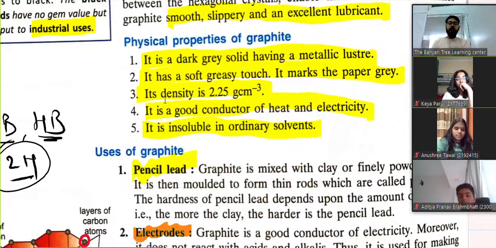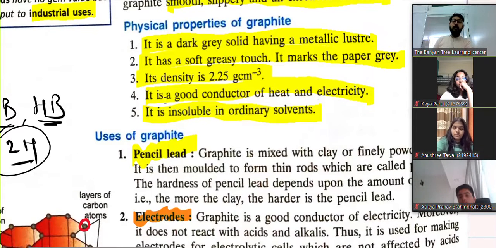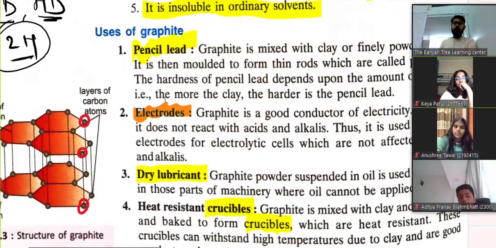Physical properties of graphite. It is a dark gray solid having a metallic luster. It is soft, it has a soft, greasy touch. It makes the paper gray, not black. Pencil से paper gray बनता है, black नहीं बनता है. Its density is high, 2.25 gram per centimeter cube. It is a good conductor of heat and electricity, and it is insoluble in ordinary solvents.